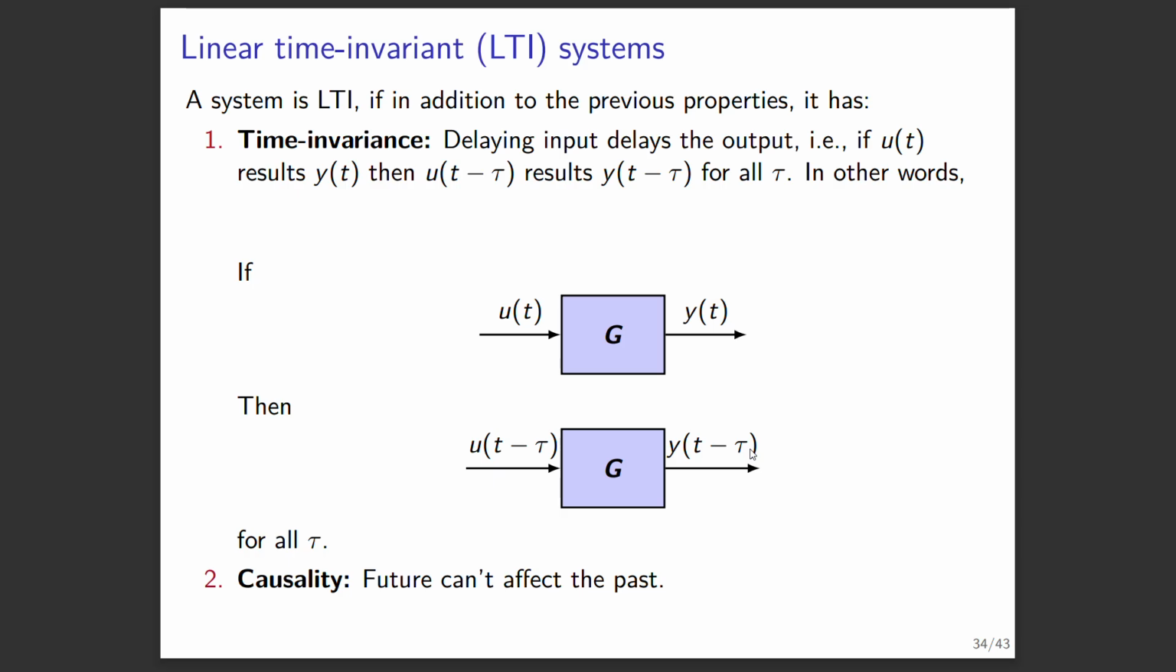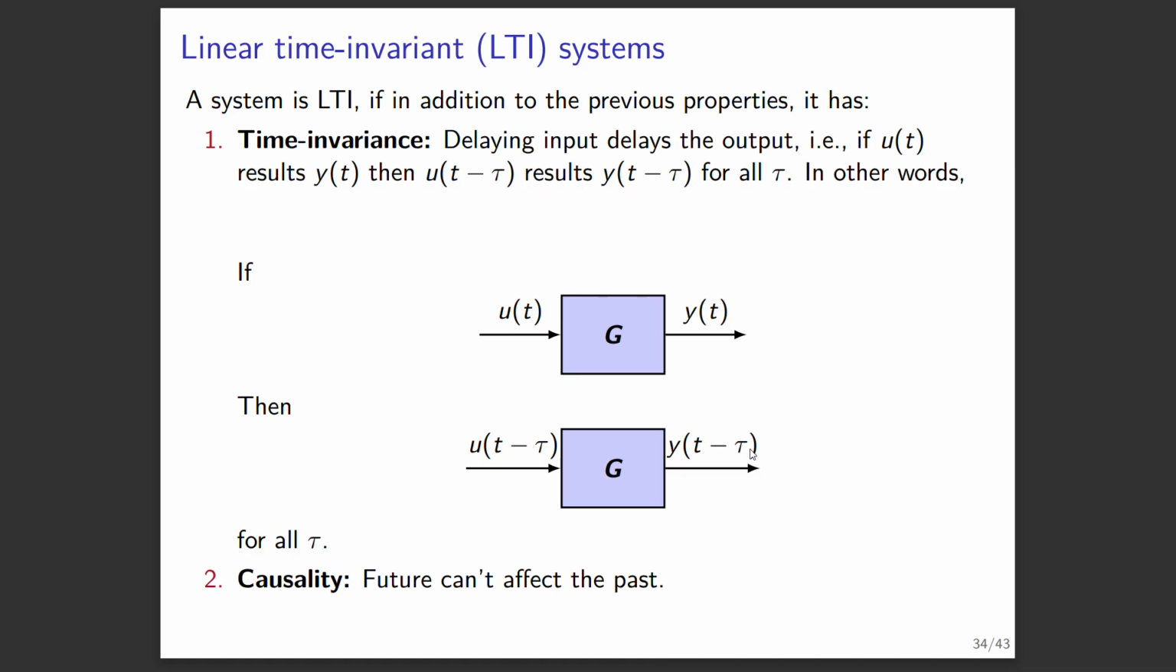What's a linear time invariant system? A linear time invariant system is a system that, in addition to the previous properties, which describe how to be linear, is time invariant and causal.